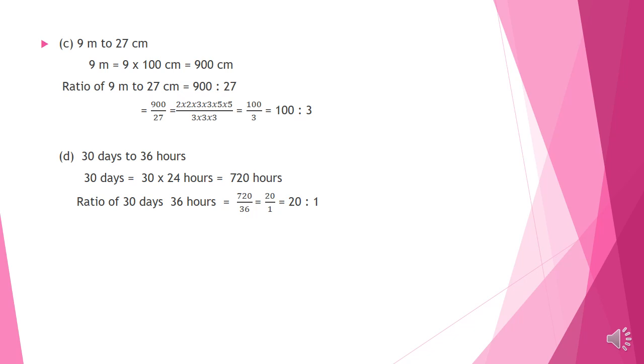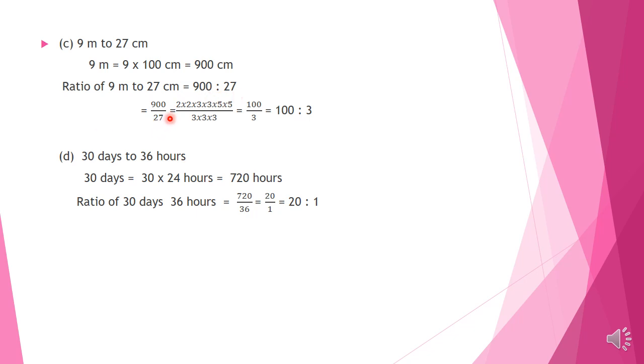Question number 3. 9 meter to 27 centimeter. Children, here we have two different units, 9 meter and one is in centimeter. So we have to do conversion. 9 meter is equal to 9 into 100 centimeter, equal to 900 centimeter. And therefore the ratio of 9 meter to 27 centimeter is equal to 900 is to 27. Instead of 9 meter we are writing here 900. Thus we can write in fraction form as 900 divided by 27.